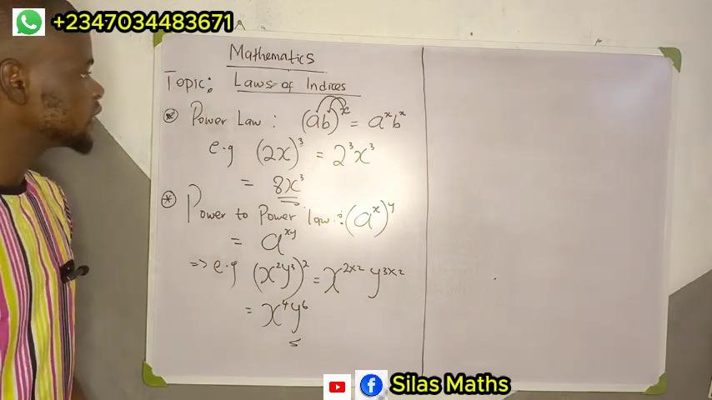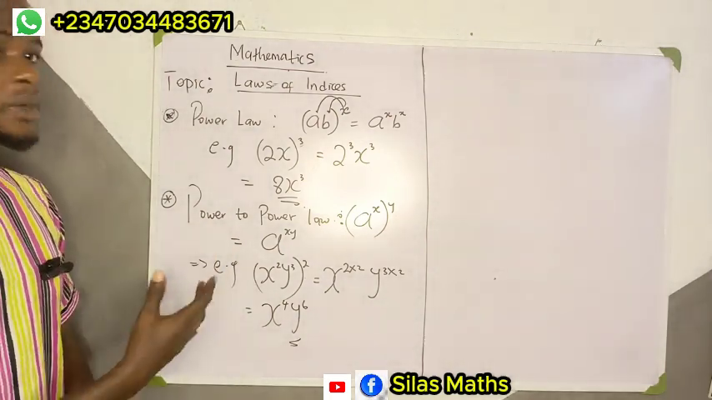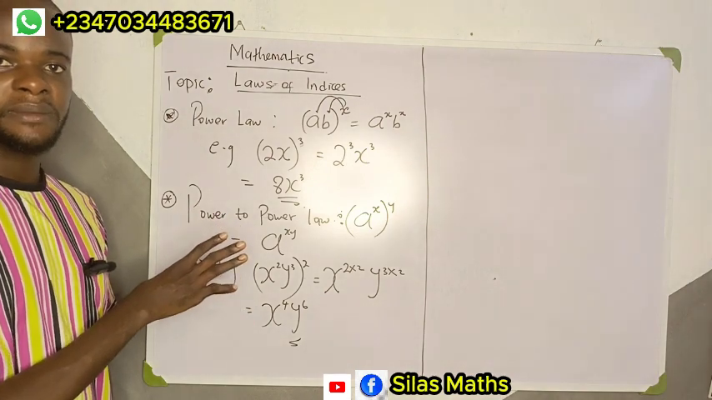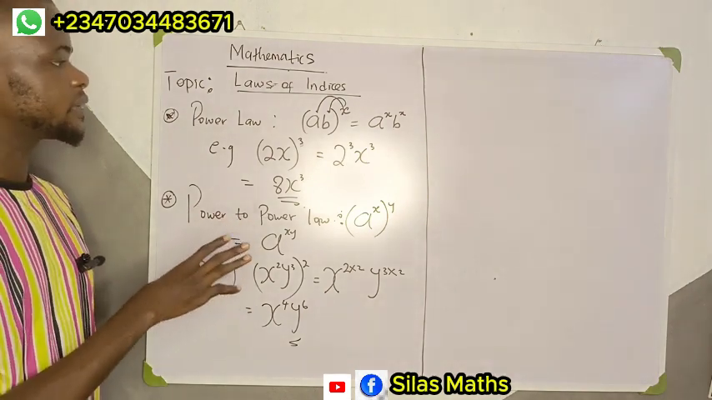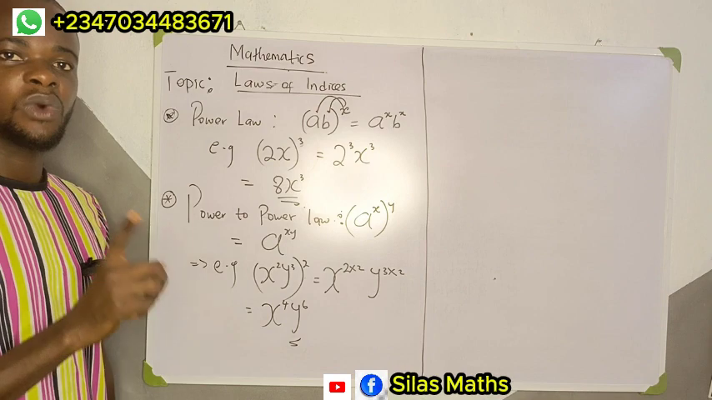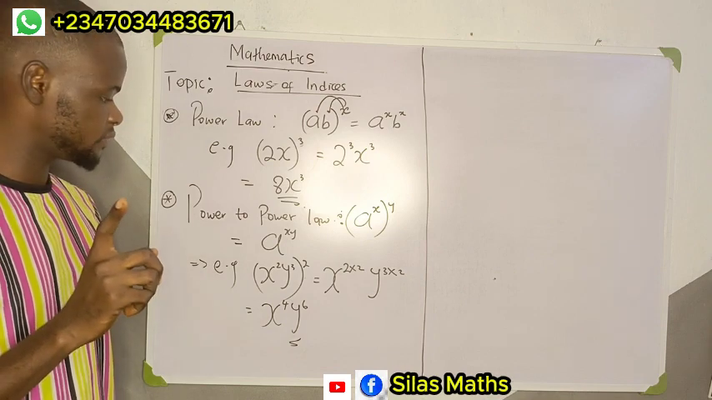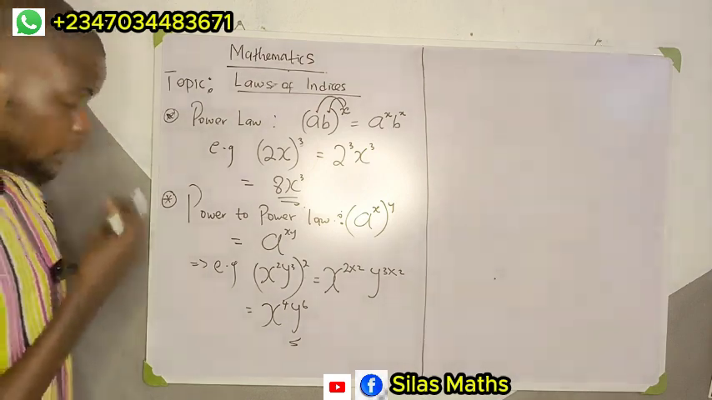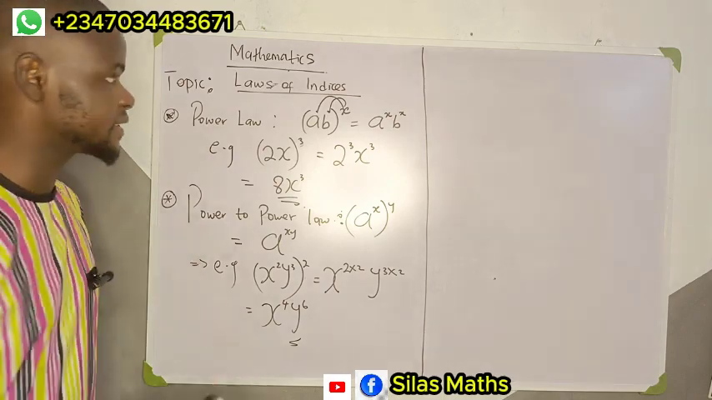Okay, so this is what we need to consider. We're going to solve more problems on this. Before we go ahead to solve more problems, I want us to consider one other rule. Oh, you know what? Before we go to that rule, let's take this example.